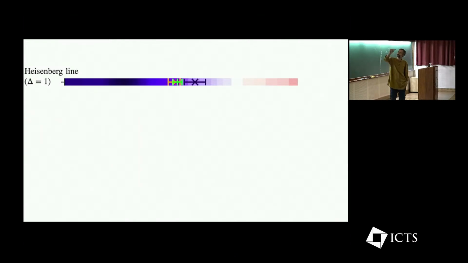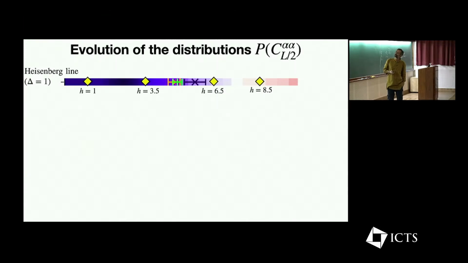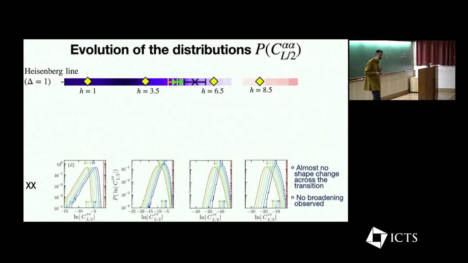So we keep along the Heisenberg line, and we are going to focus on the distributions, because so far I just showed you the typical behavior. Let's look at the distribution of this correlation function. First, the bottom line here is the XX correlation function. For four different points along this line, we see that in fact almost nothing is happening for the XX correlation function. There is no broadening, and the shape is basically the same, so you cannot recognize there is a phase transition.